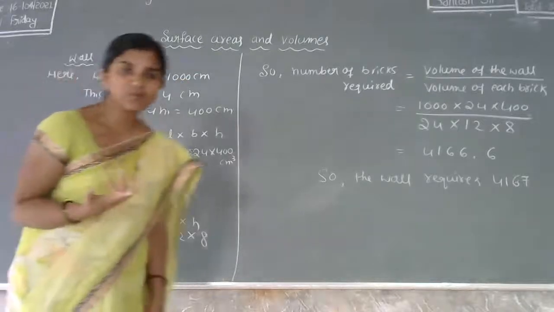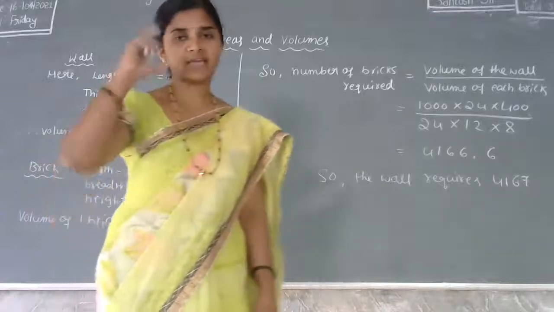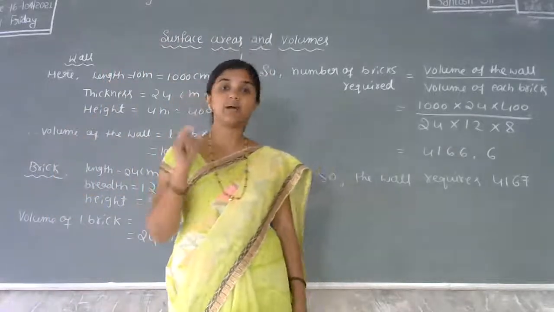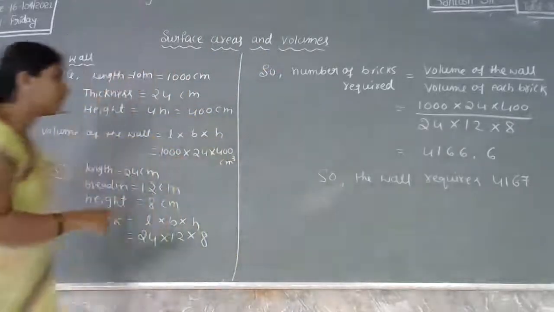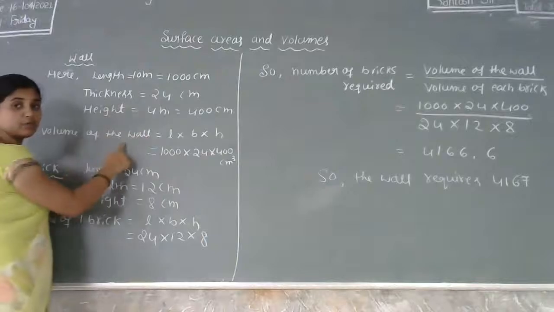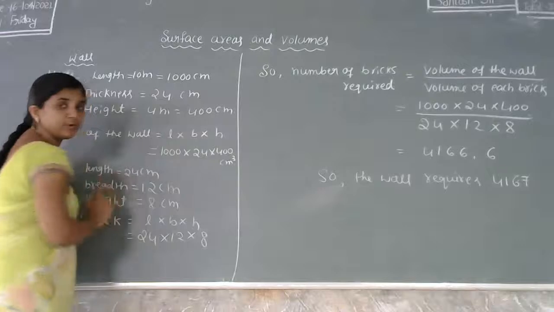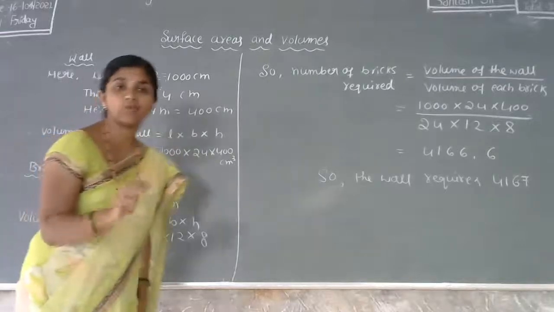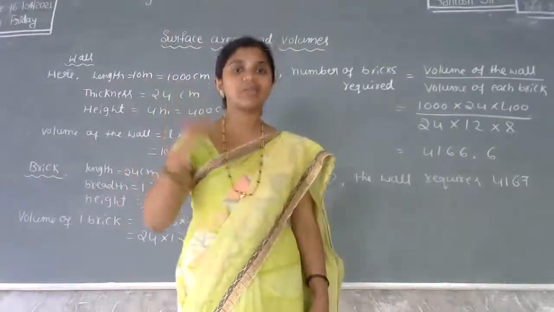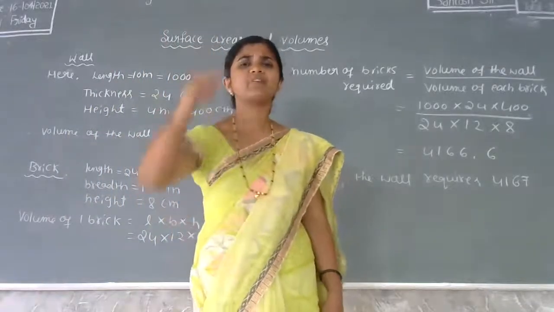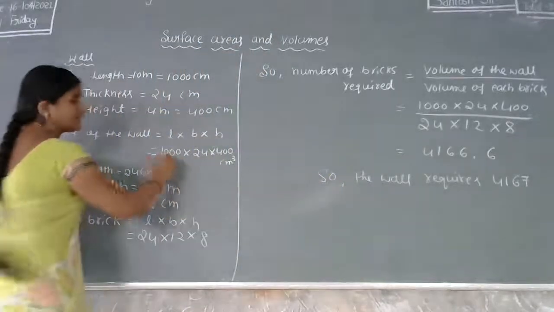Now what is the volume of the wall? Length is given, breadth is given, height is given. We can imagine that the wall is an example for a cuboid shape. So volume of the wall is equal to length into breadth into height. That formula we have to use. Volume of the wall is L into B into H, that is 1000 into 24 into 400. I'm not going to multiply here. Why? Because we have to find the volume of the wall divided by the volume of the brick, and in that we can easily do the cancellation. So no need to multiply in this step.